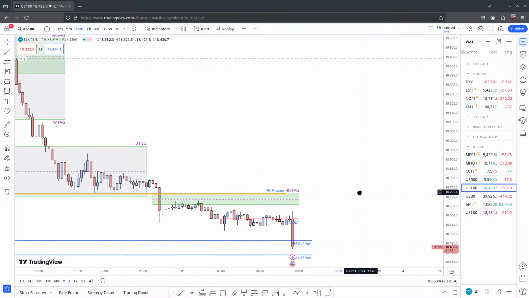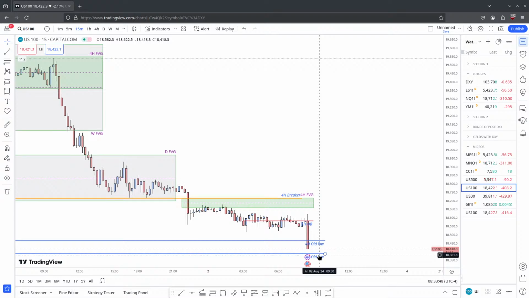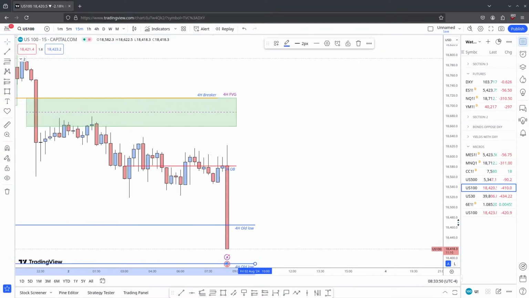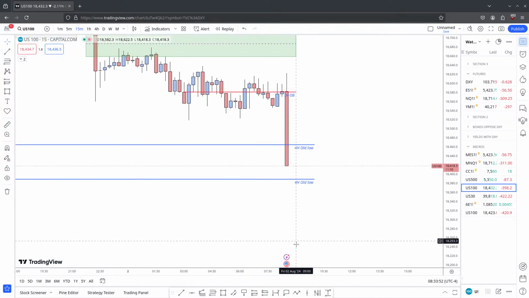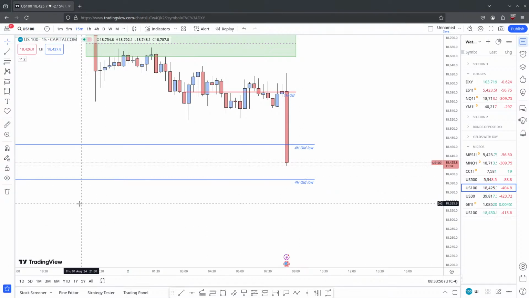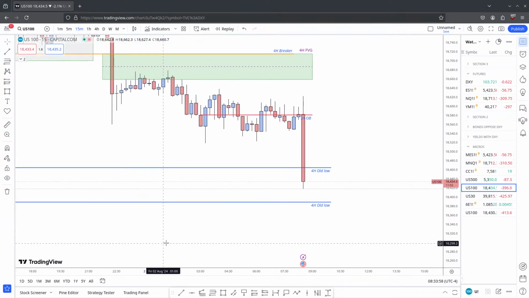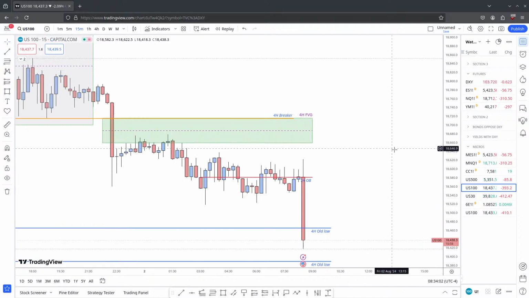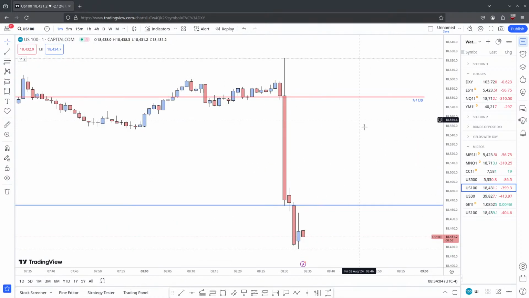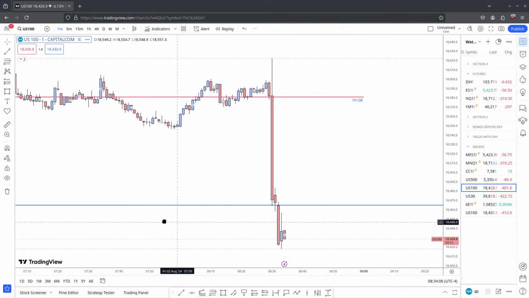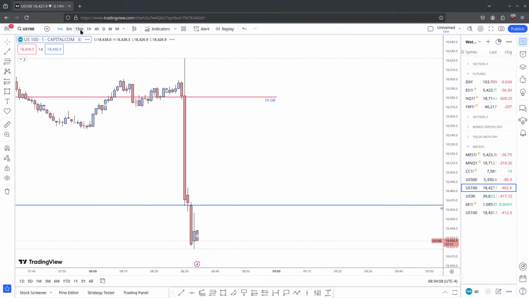So this is ideal, getting people induced to take a short, going for that daily. That is another 4-hour old low here. Daily wick consequent encroachment on US 500. Really, really nice move. Getting people to go short.